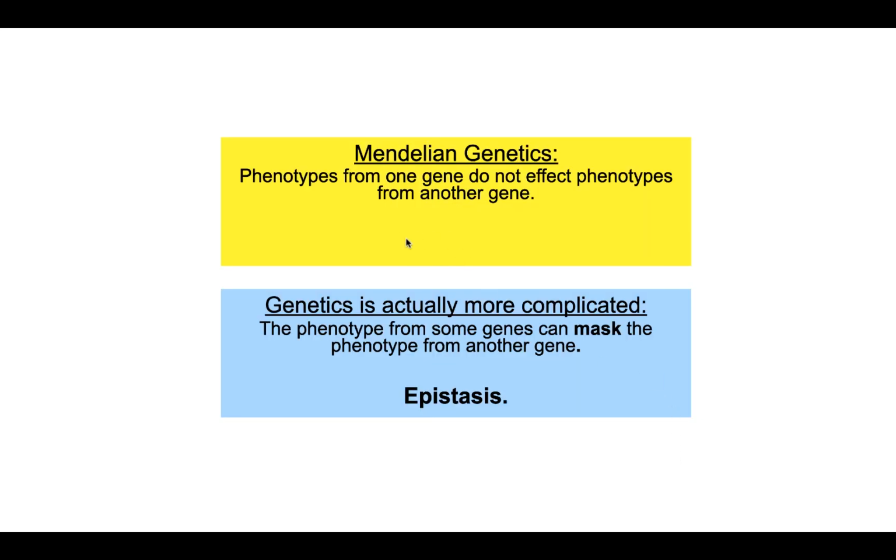Now, another thing that we didn't see with Mendelian genetics is that in Mendelian genetics, the phenotype that you see from one gene does not affect the phenotypes from another. And that's not always the case. There are examples where the phenotype from some genes can mask the phenotype from another gene, where because of the phenotype from one gene, you can't tell what the phenotype is of the other gene. That's called epistasis.